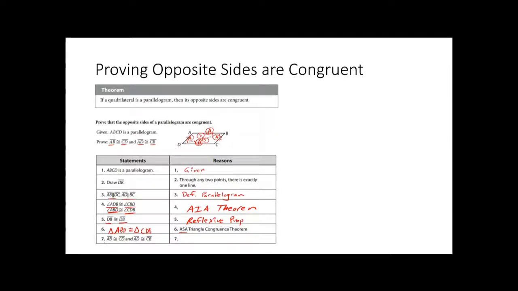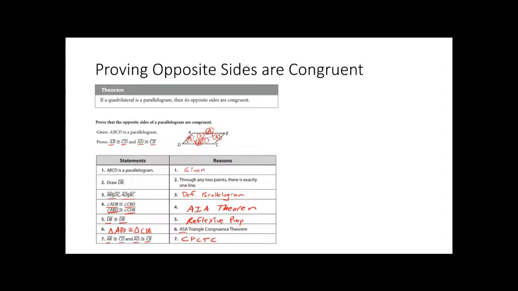And then finally they say that AB is congruent to CD and AD is congruent to CB, and that's because, well, if those two triangles are congruent to each other, if the larger things are congruent, that means all the smaller pieces should all be congruent. So CPCTC: corresponding parts of corresponding triangles are congruent. Okay, so that's how that all comes back into the proof.